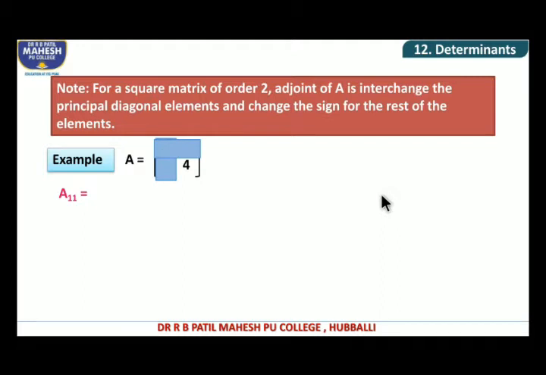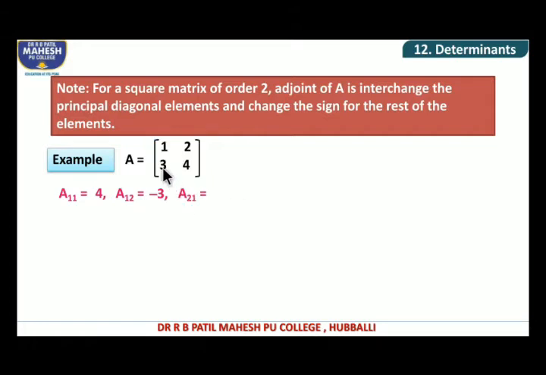A11 is the cofactor of the first element. For this first element we have the sign plus, so the element is 4 here. And A12 is the cofactor of the second element. For that second element we have the sign minus, and that minor is 3. So, it becomes minus 3.